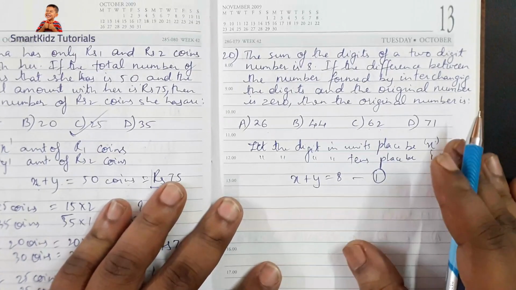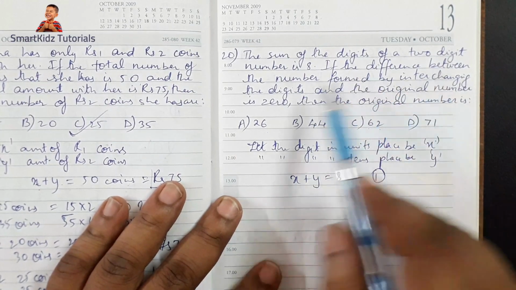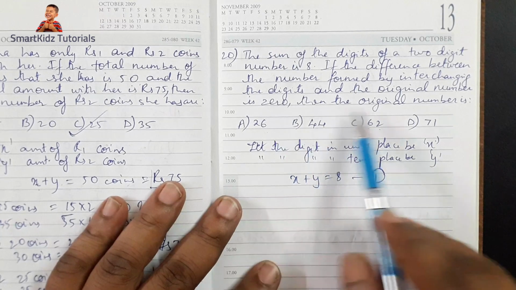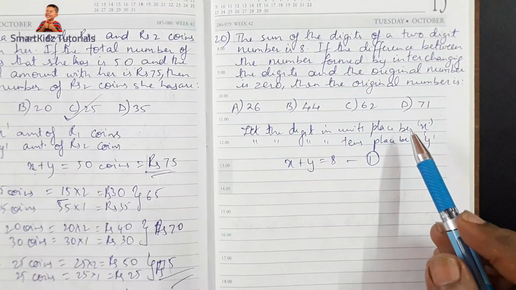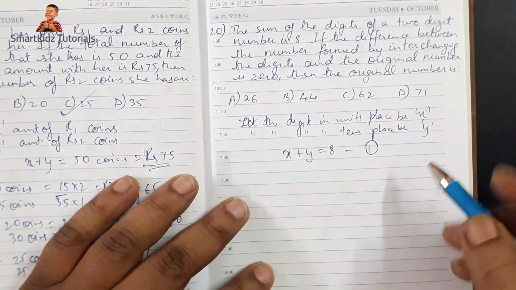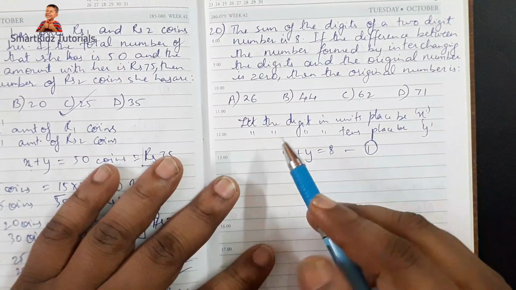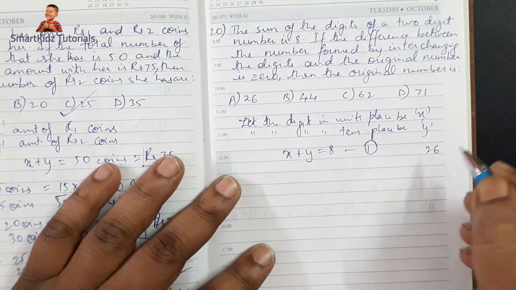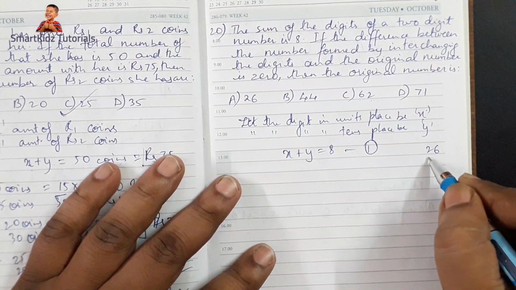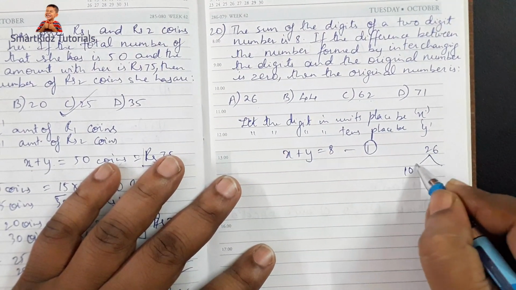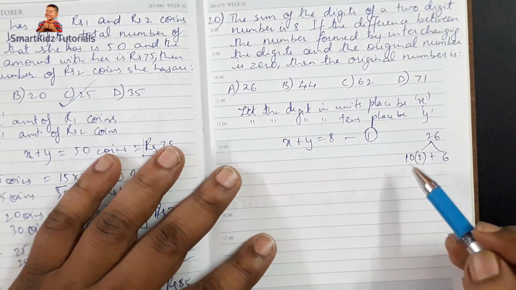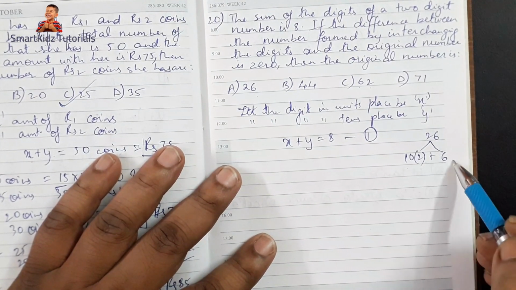Now we are told next is that if the difference between the number found by interchanging the digits and the original number is 0, then the original number. Now to get the 2-digit number, for example, let's just take 26, which is given over here. Now 26 can be written as 10 into 2 plus 6. 10 into 2 is 20, 20 plus 6.